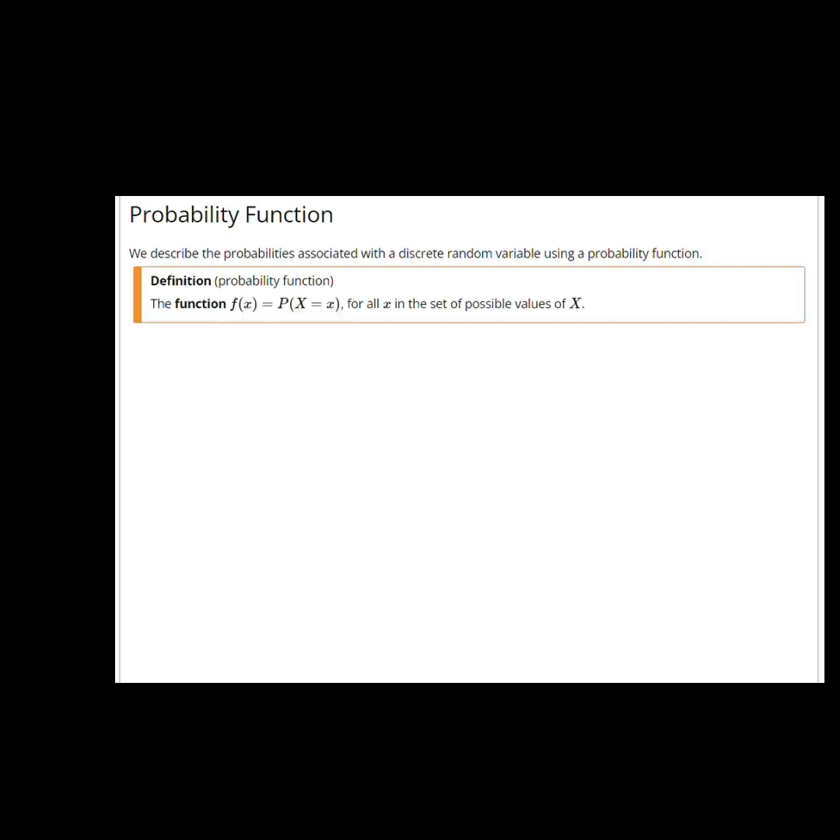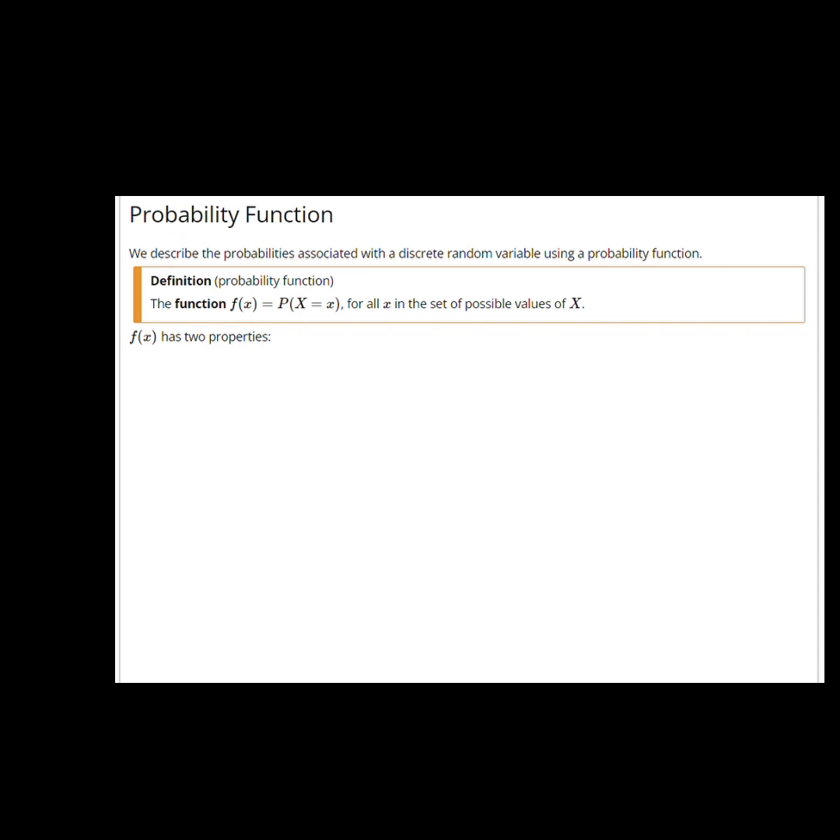Let's return now to discrete random variables and define a probability function. A probability function is a device for describing the probabilities associated with a discrete random variable. It's a function. We'll usually refer to it as little f of x, and little f of x is the probability that capital X equals little x. It tells us the probability of each value little x, and it's a function defined over the set of all possible values of the random variable X. So it's not a single number. It's a function on the range of the random variable capital X.